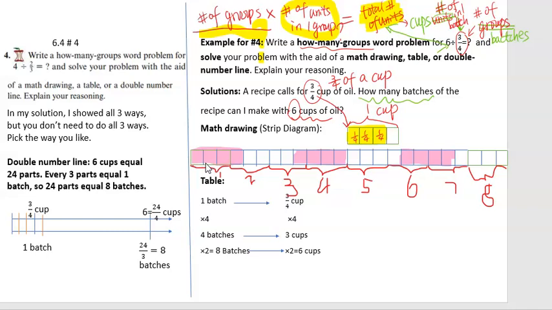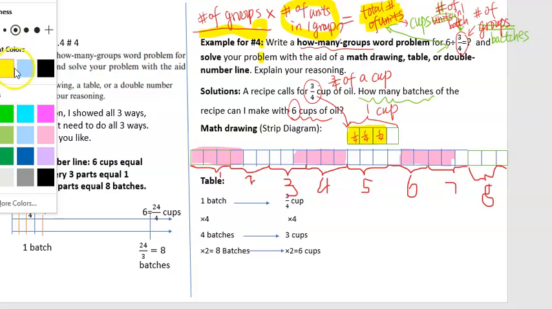So the whole long paper strip represents 6 cups, not 1 cup anymore. Next we're going to see how many of the yellow parts this contains. So now we're going to use the yellow color to demonstrate that.